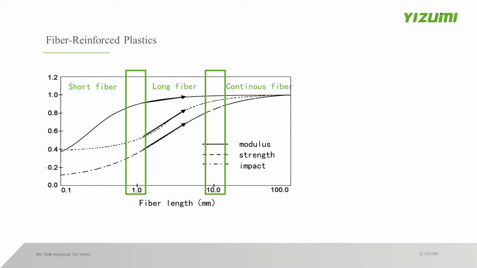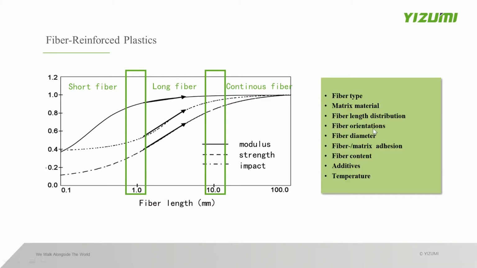So what else do we need to focus on besides this table or this graph? Please look at the right side, I made a list. There are a lot of things that we need to focus on. I would suggest that you focus on fiber type, glass fiber, carbon fiber, which have a big difference. And for the polymer, PP and PA6, PA66, what is the difference? I think I don't need to clarify again.